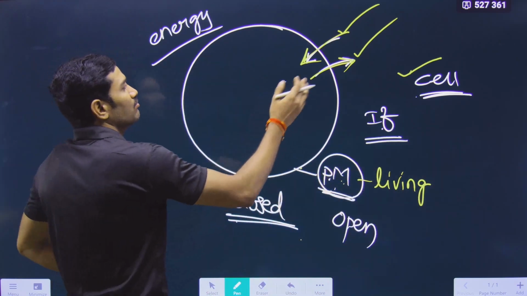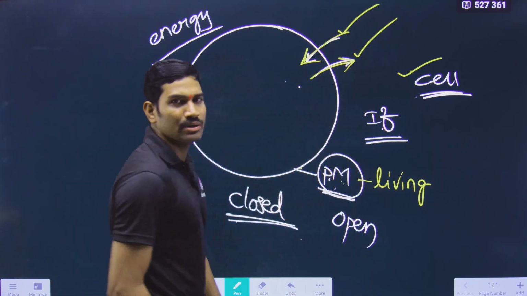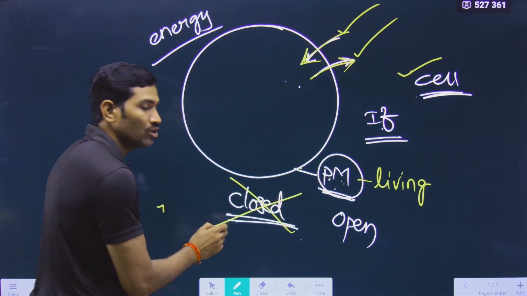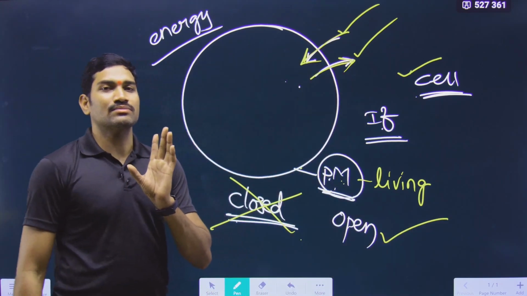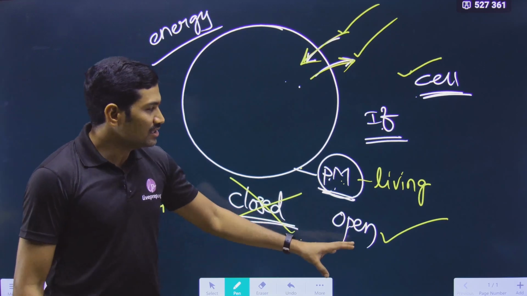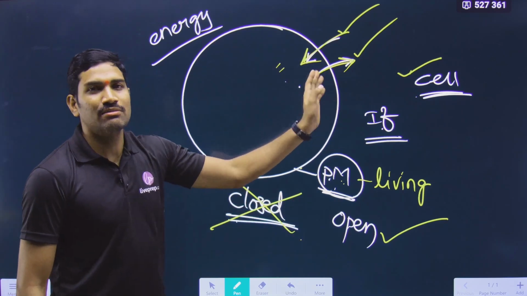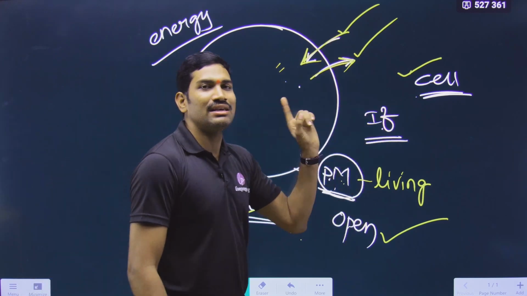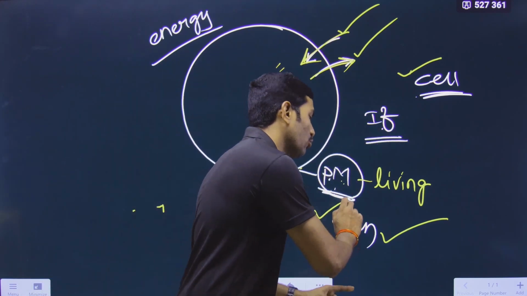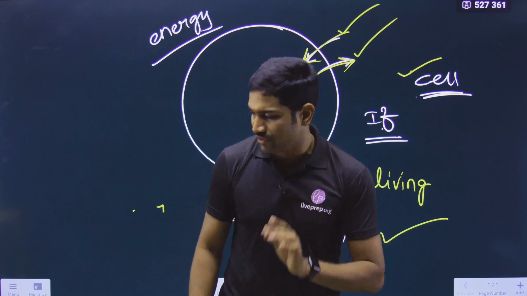Since some movement is taking place across the membrane, the cell is not a closed system; the cell is an open system. I hope you understood this. In this way, energy exchange takes place across the plasma membrane, across the cell. That is the reason why the cell is considered an open system. Very important point for examination.